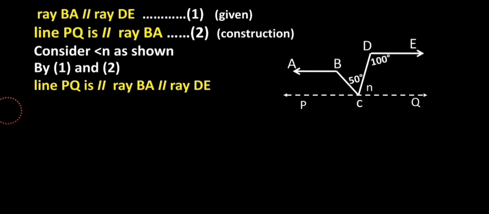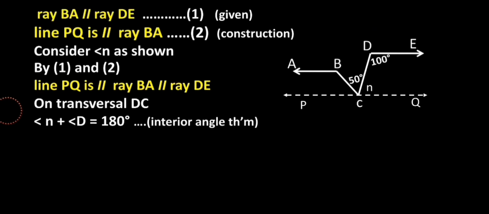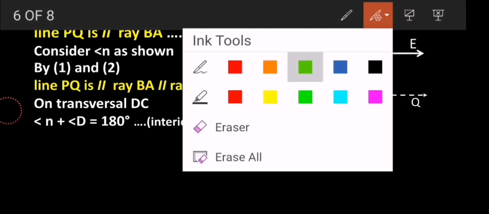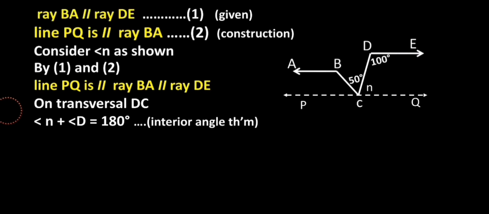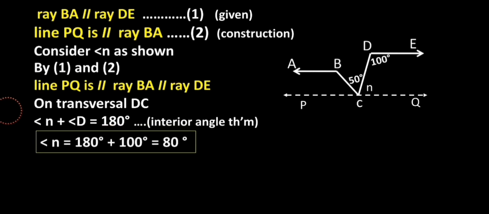And observe now on transversal CD, the way we decided. On transversal CD, if you observe angle D over here and angle N over here are nothing but the interior angles. My target was to find N first of all, right? Then to find N, I'm going to utilize the interior angle property, because lines are already given parallel to me, or theorem you can say. As I know interior angles are supplementary to each other, I can find the value of angle N by subtracting 100 from 180 degree.